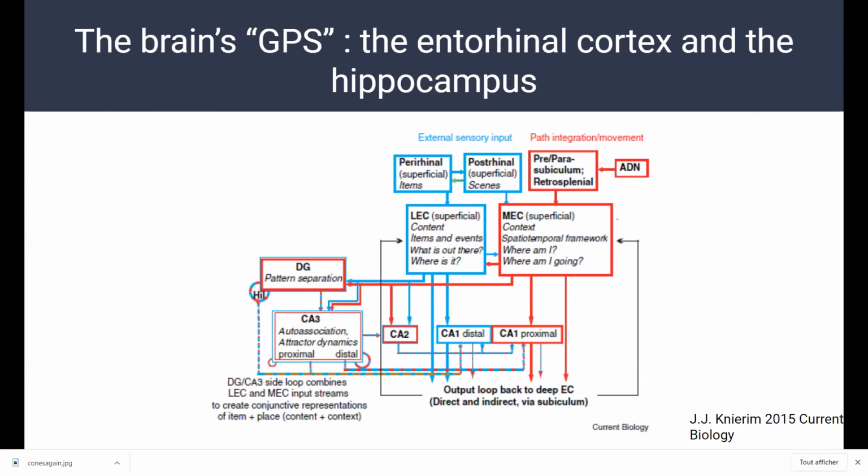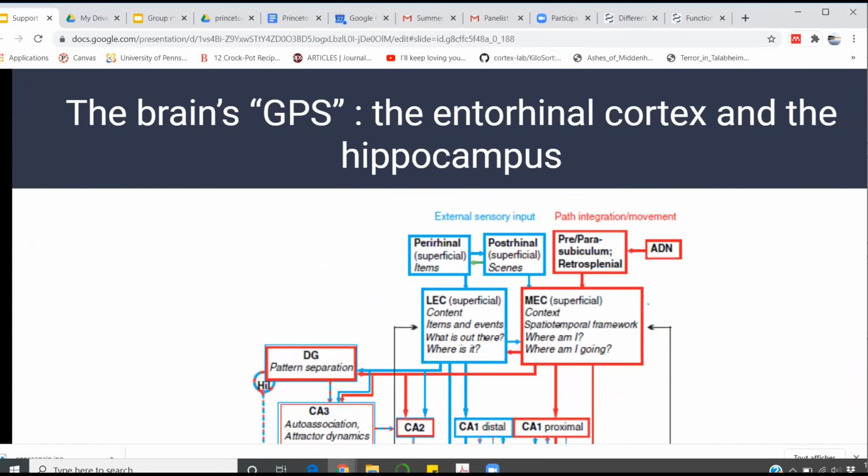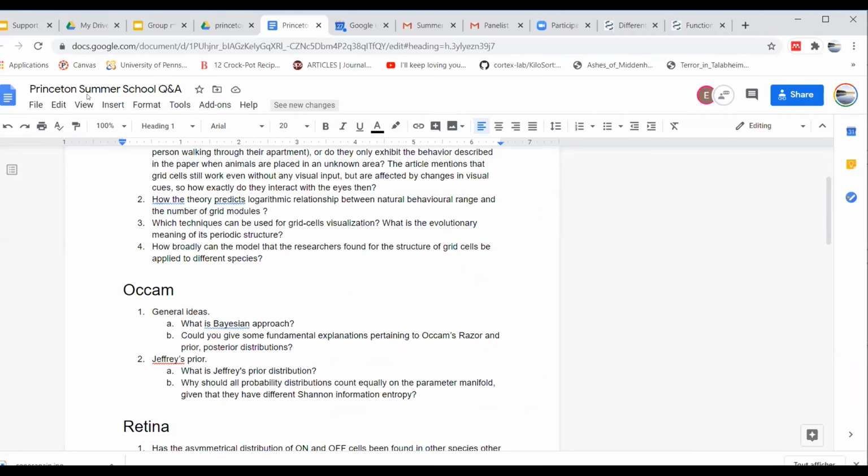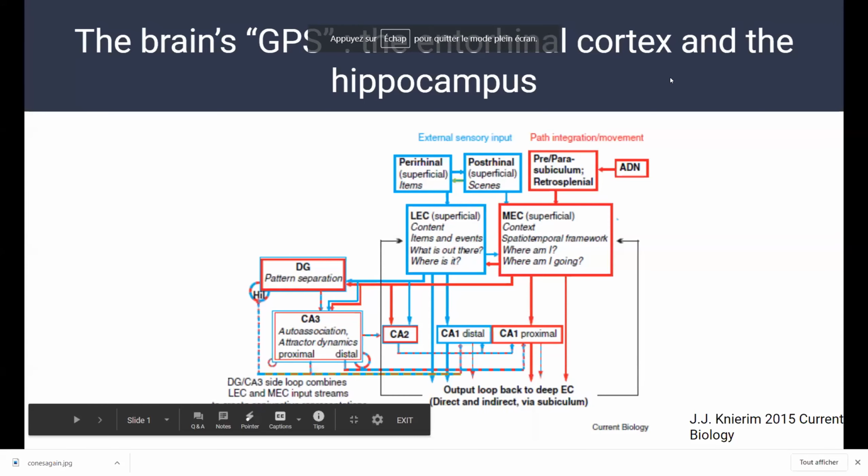All right. And then should put the questions in the slides. Third one, what techniques can we use for grid cell visualization? So this is a great question. So I'm actually going to skip this slide.